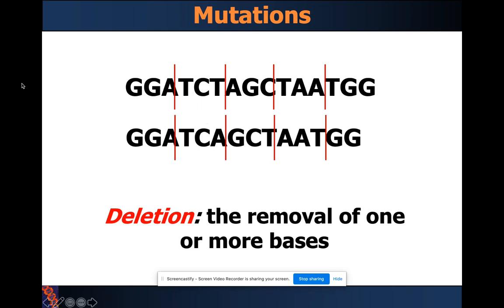This is no longer a TCT, it's a TCA. And look what happened here. This ACG got moved over, and now it's GCT. This is TAA, now it's AAT. So it changes the sequence. Mutations can change the sequence of DNA, which can be bad. Sometimes it doesn't matter, but sometimes it can be very, very bad. So in this case, this is called a deletion mutation.